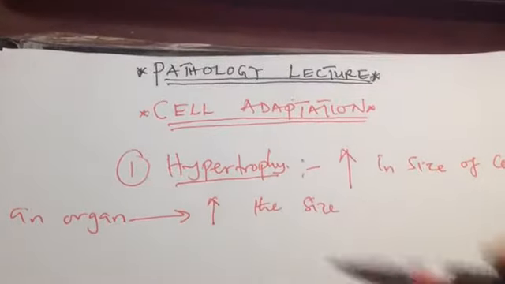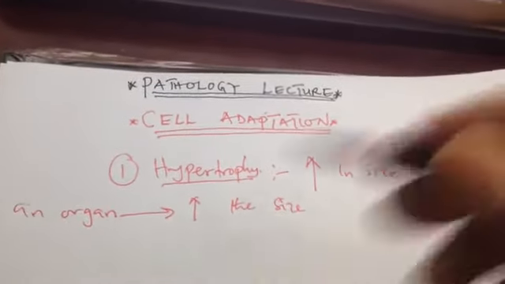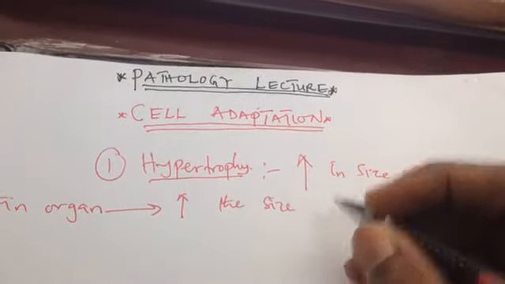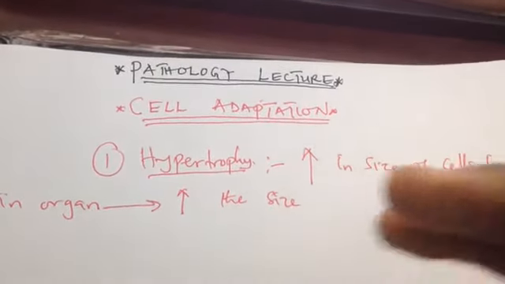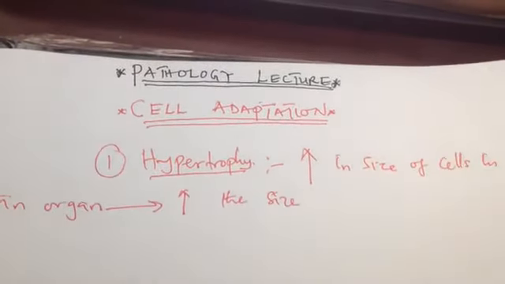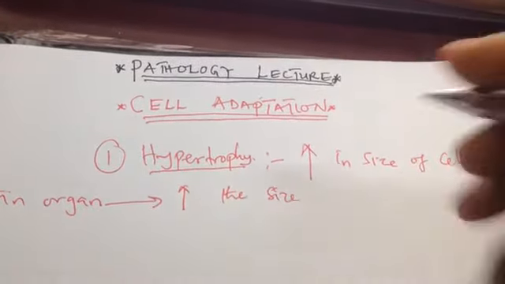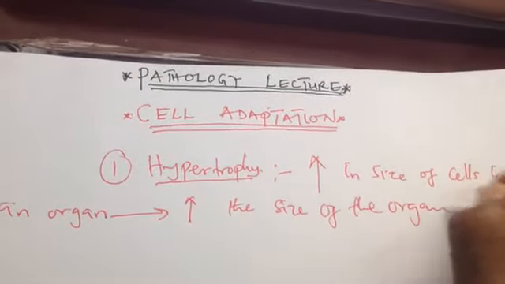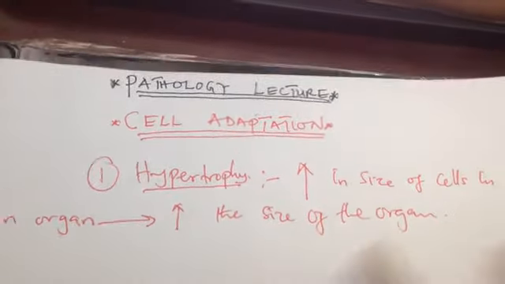Because if the cells increase in size, then definitely grossly we will see the organ increase in size also. And we will only determine the increase in size of the cells when we take a biopsy and look at it under the microscope. So that's it, increase in size of the organ. We have two types of hypertrophy.